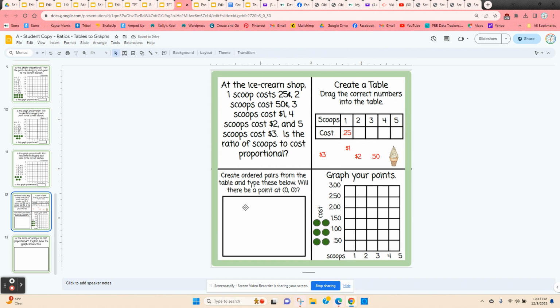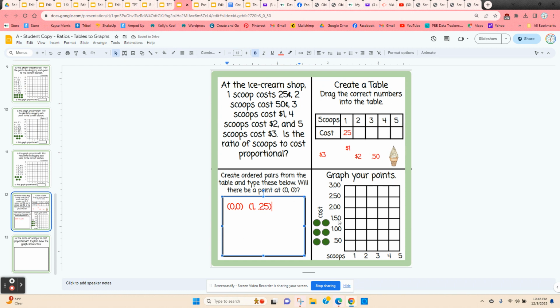Once they get the table filled in, then they're going to write their ordered pairs. So they're going to type in, for example, 0, 0. It asks them, will 0, 0 be a point on this graph? And you want to point out to the students that if they had 0 scoops, would it be 0 cost? Would there be a 0, 0? And in this case, there would be. So in this box, they're going to go ahead then and type in all of the ordered pairs from the table, including the 0, 0.